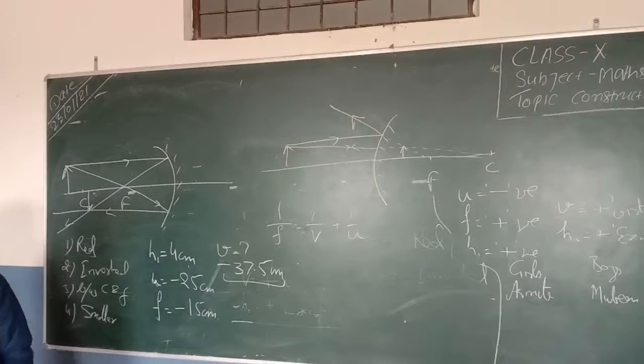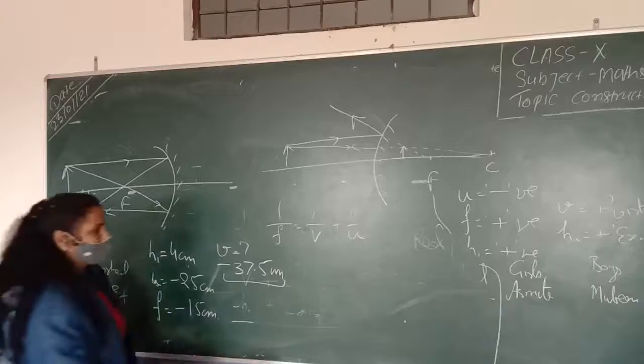Okay, Mehak? How did you obtain this answer? How did you calculate it? What is the formula? M equals minus V by U.